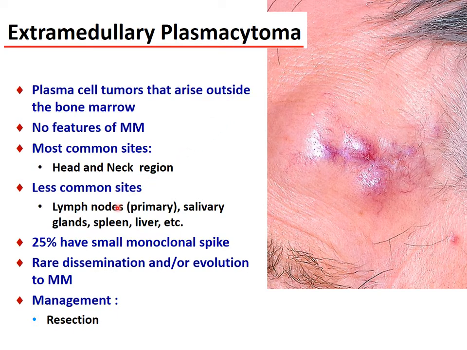If you remove it, for example by resection, the patient is relatively cured and you don't need to do anything more. If you cannot remove all of it, radiation is another step of the therapy, but the patient usually is cured. About one quarter basically has some monoclonal spike.